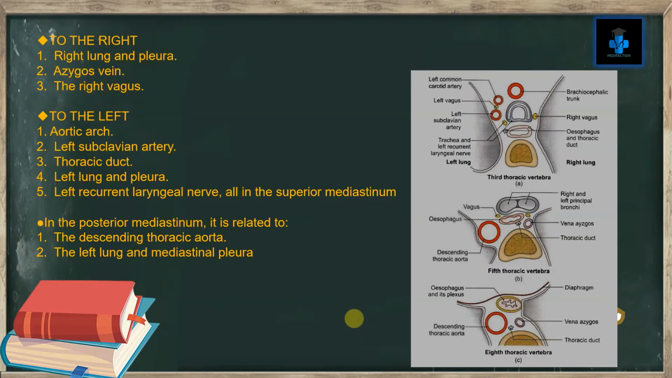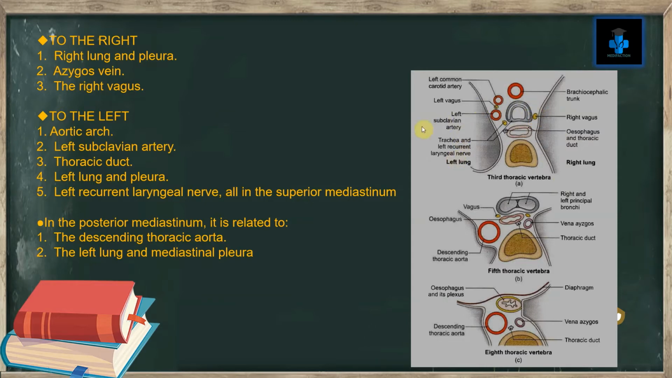To the right, we can see here the right lung along with its pleura. And also we can see the azygos vein and the right vagus. Here is the right vagus.